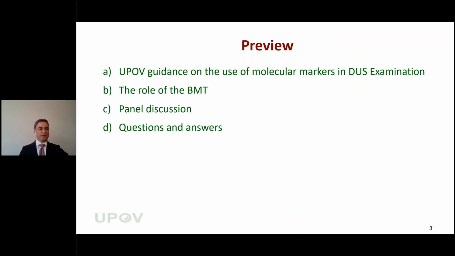This webinar is going to be divided in 4 parts, and the first 2 parts are presentations on current guidance within UPOV on using molecular markers for DOS examination, followed by the role of the BMT, which is our group specifically commissioned to discussing the use of molecular techniques in DOS examination and providing guidance. Then it's going to be followed by a panel discussion with our experts from UPOV members, and we're going to complete the webinar with a session on questions and answers.